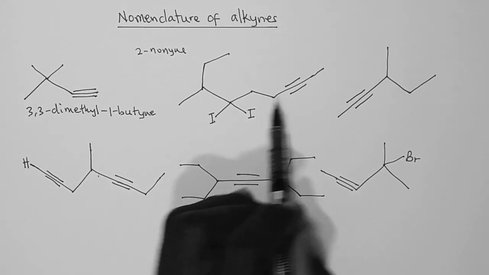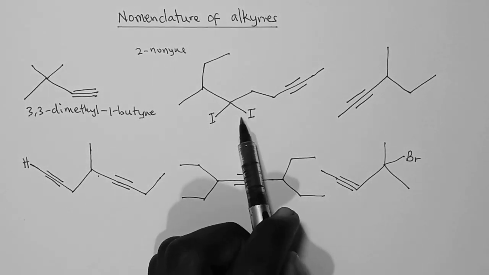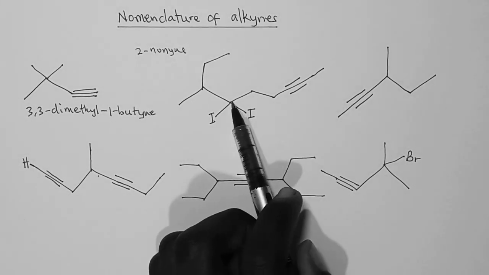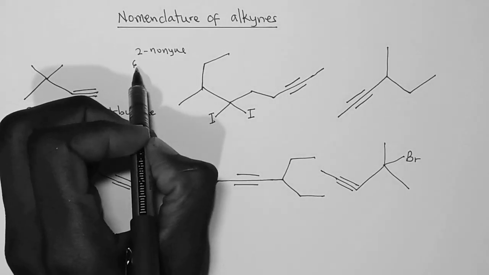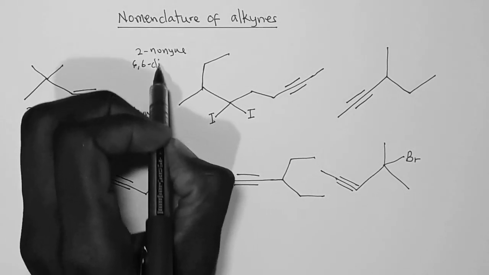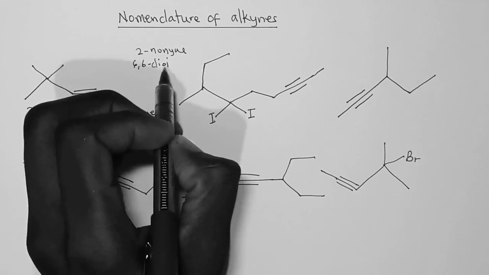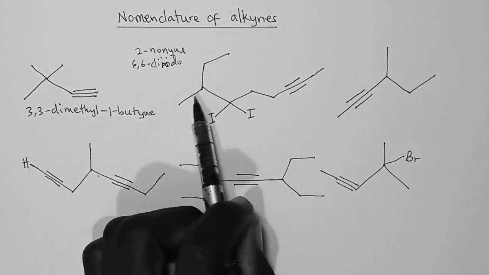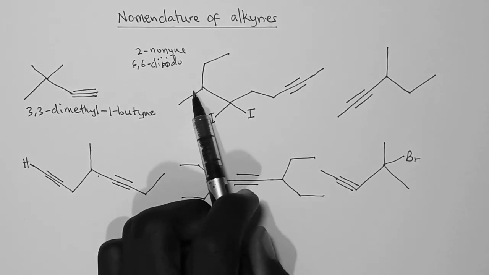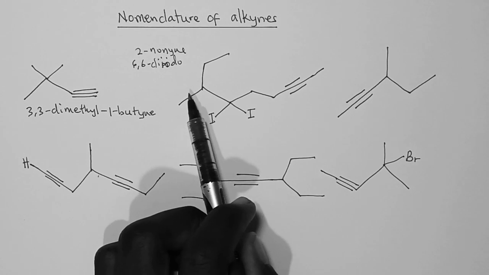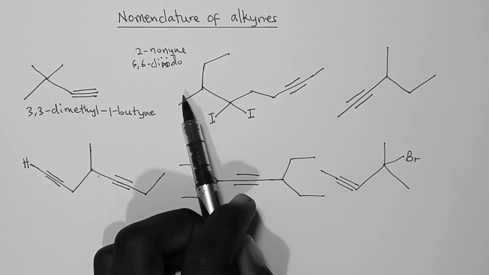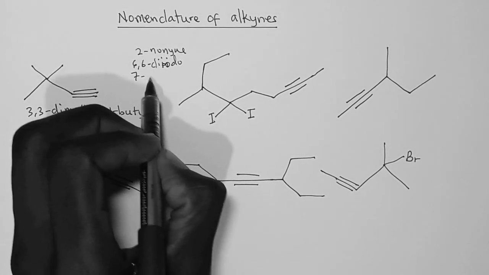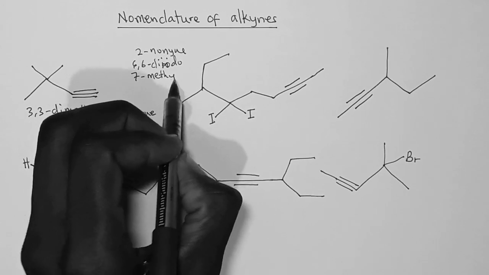Then apart from that, there are two substituents here, which is the iodine substituent, but they are on carbon number 6. So we have a 6,6-diiodo. Then apart from that, we also have this substituent here, which is a methyl substituent. And then this methyl substituent is on carbon number 7. So we have a 7-methyl substituent.